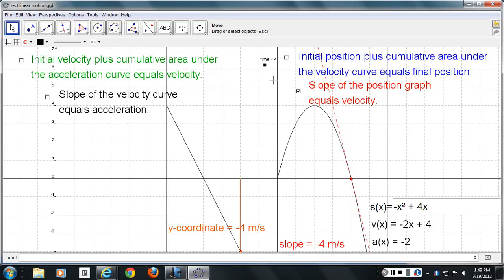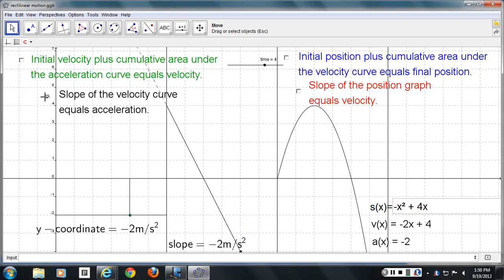I don't know that much more needs to be said, except if you want to take it one more step and ask yourself, what function describes how the velocity is changing with respect to time? What function are we talking about in that case? Acceleration.